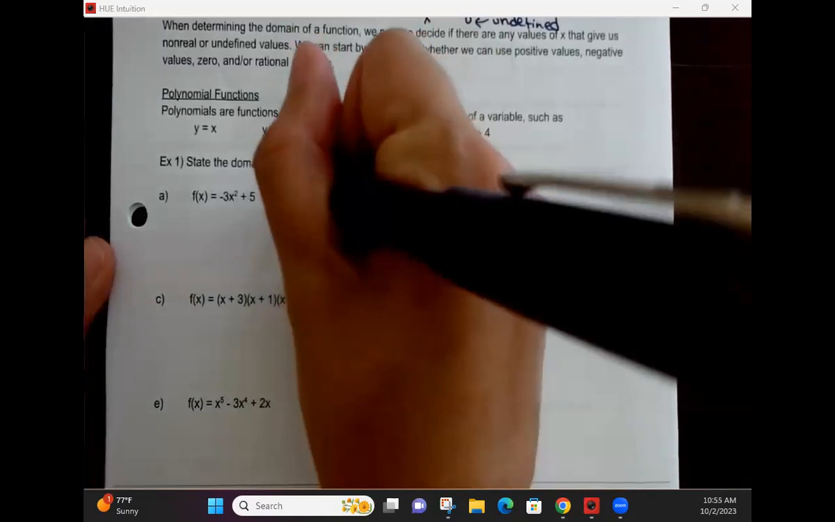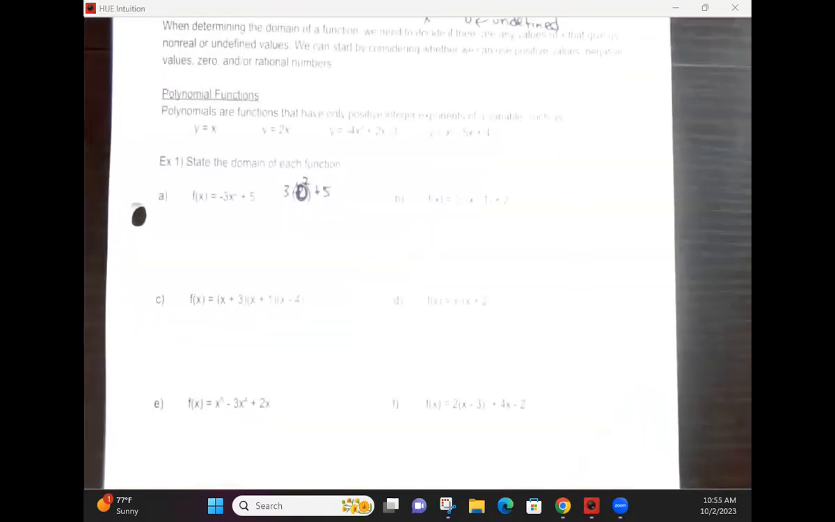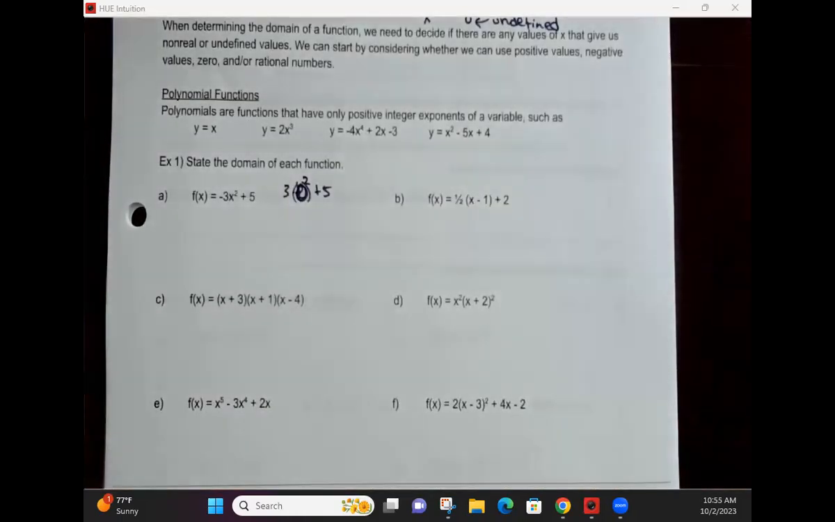Could I plug in 0? Could I let x be 0? Would that be okay? Sure. Yeah, x could be 0. That's okay. That would give me the y-intercept, right? That's an okay thing to do.